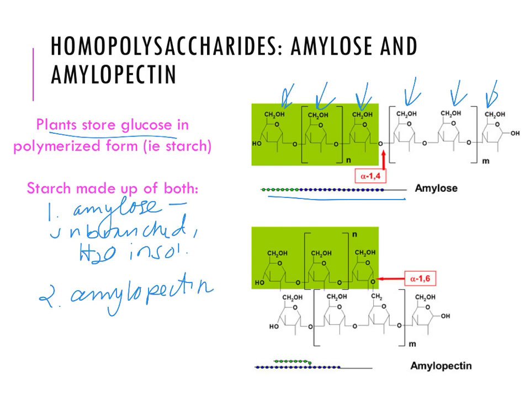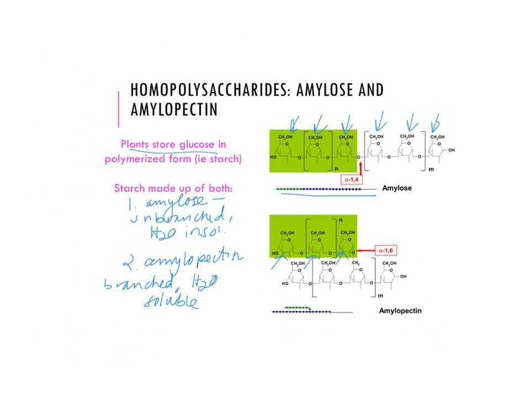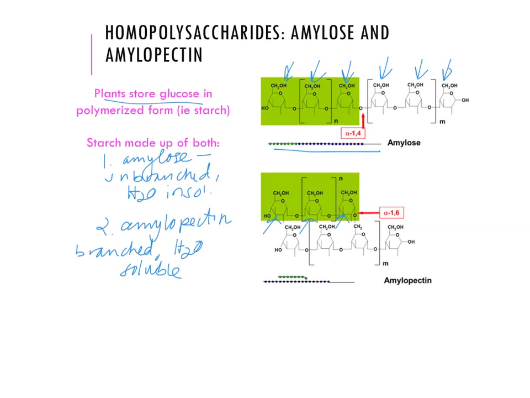Okay, and amylopectin is branched, and it's more water-soluble. And it's also a homopolysaccharide because all of these structures are the same, poly meaning many, and saccharide meaning that it's made up of sugars. And amylopectin can have over a million glucose units, so it's a repeating glucose polysaccharide. Okay, so starch is made up of both of them, not just one, but both.